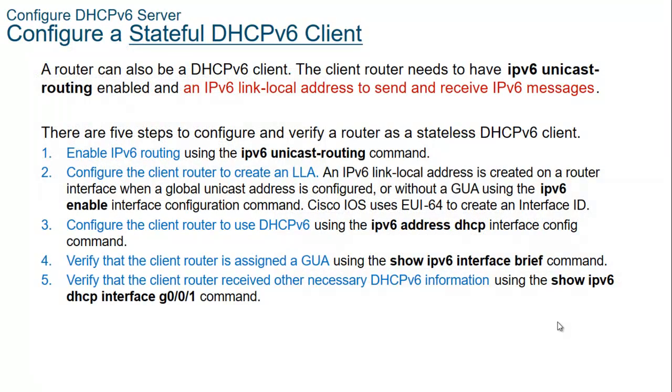So how do we configure a router to be a stateful DHCPv6 client? Again, clients are the ones asking a server for an IPv6 address. There are 5 steps to configure this. First enable IPv6 routing, then configure the client router to create the link-local address, configure the client router to use DHCPv6, and then verify that the client router is assigned a GUA, and also verify that the client router receives other necessary information such as the DNS and the domain name.